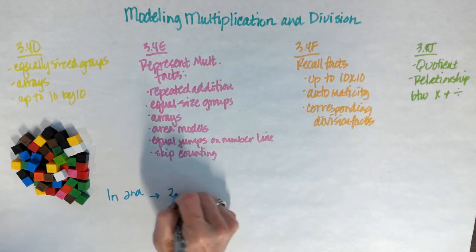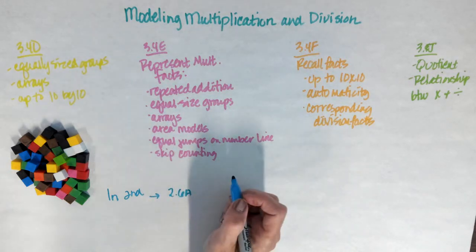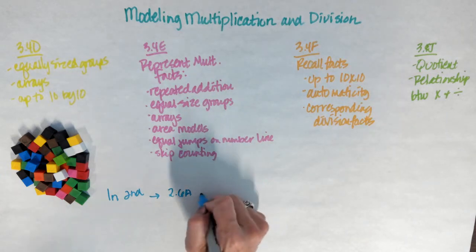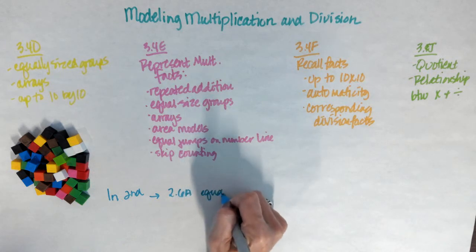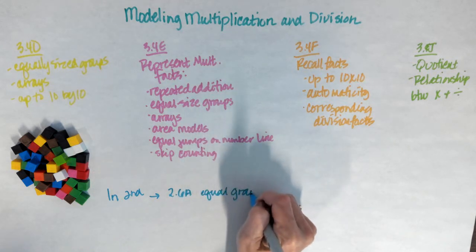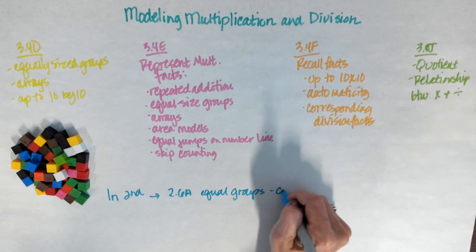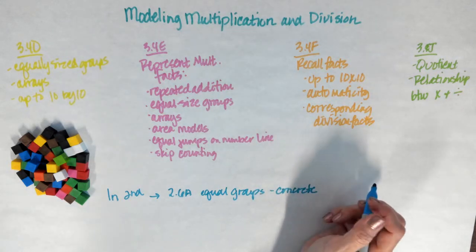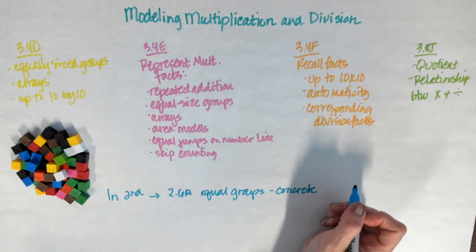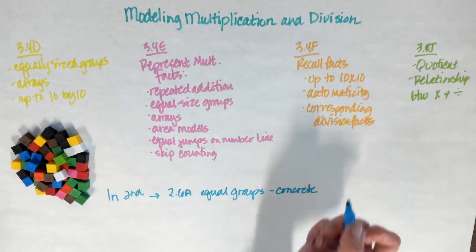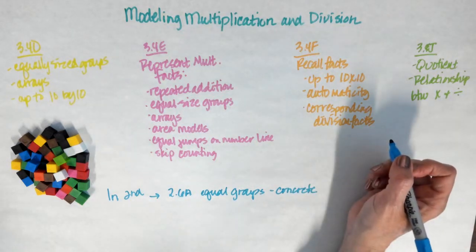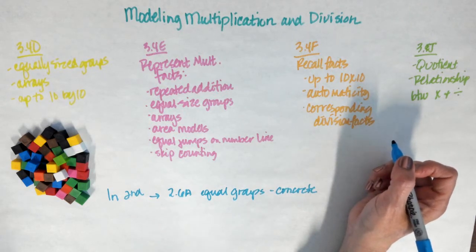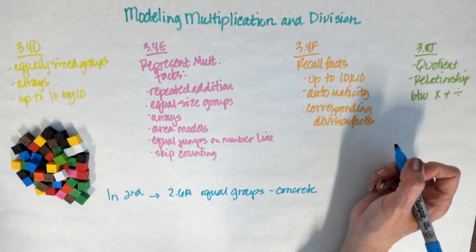Second grade 2.6a, students model, create, and describe situations where equal sets of concrete objects are joined. So they work with equal groups. And it's concrete. Now, they also describe things such as 6 cars each have 4 wheels, so that would be 6 groups of 4. That would be 24 wheels.